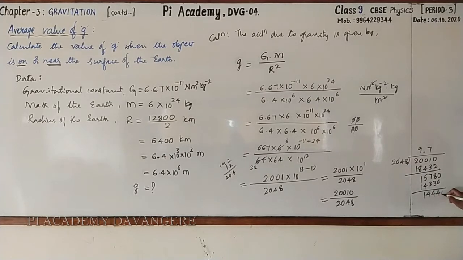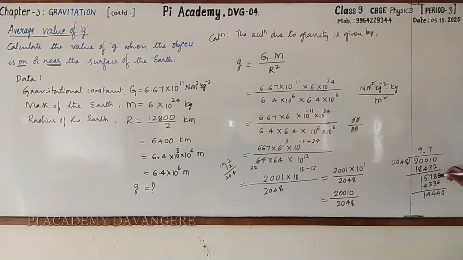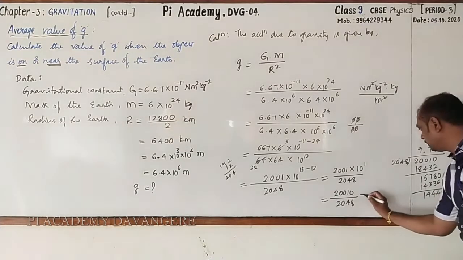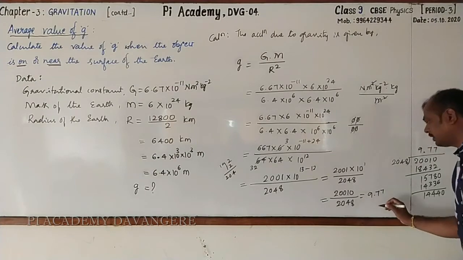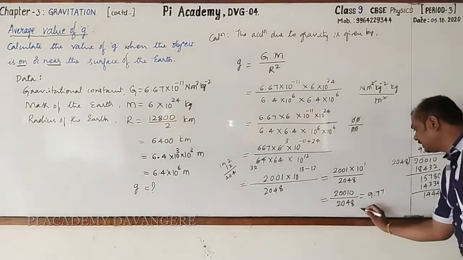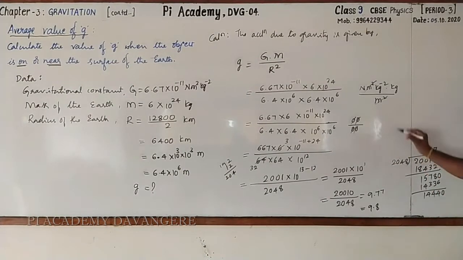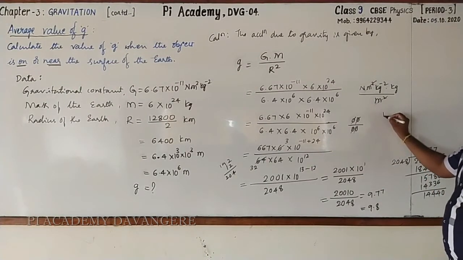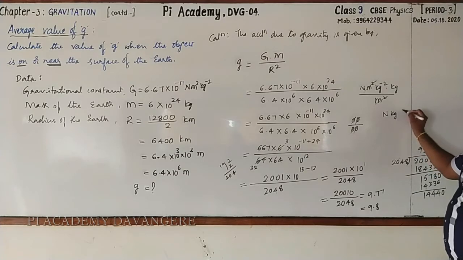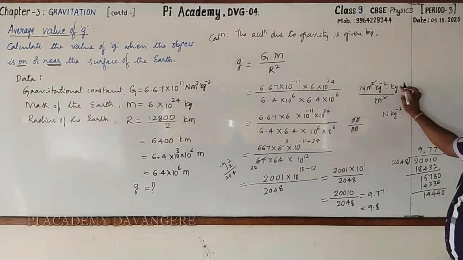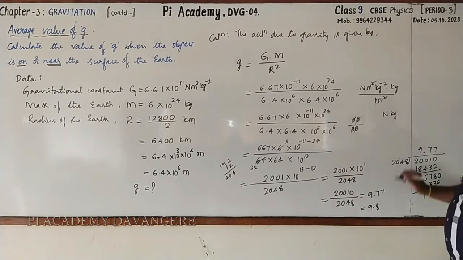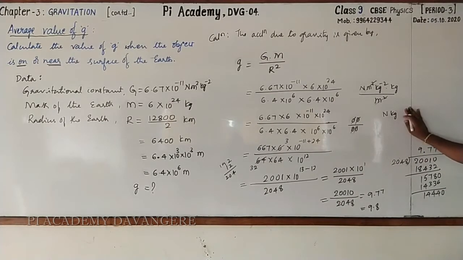1444. Again you may take one more 0. It will be again 7s are. So this is equal to 9.77. Approximately it can be written as 9.8. But what is the unit? Look at here, Newton, kg to the power minus 2 into kg is there. So on cancelling, here you will get Newton per kg.